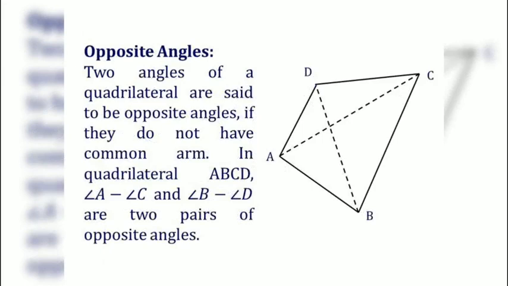Then opposite angles: 2 angles of a quadrilateral are said to be opposite angles if they do not have a common arm. In quadrilateral ABCD, angle A and angle C, and angle B and angle D are two pairs of opposite angles.